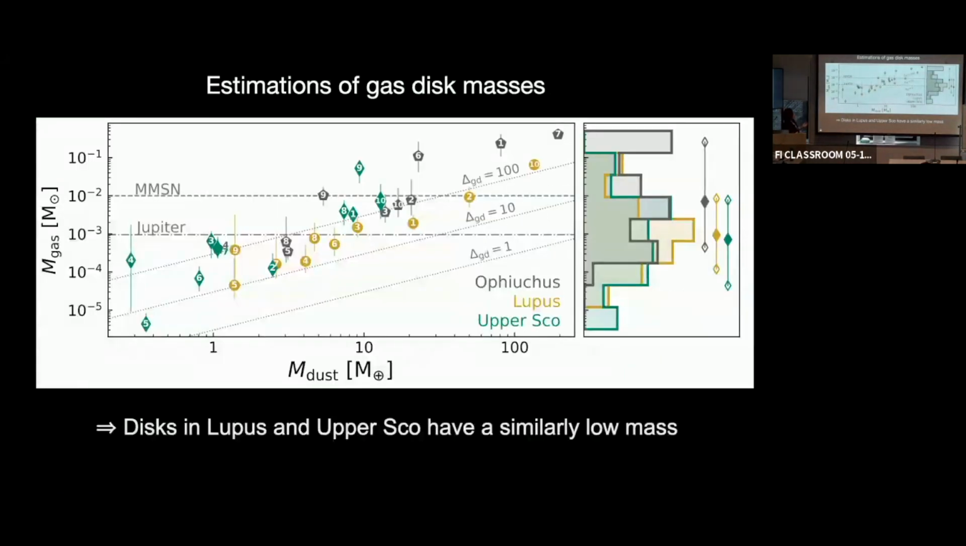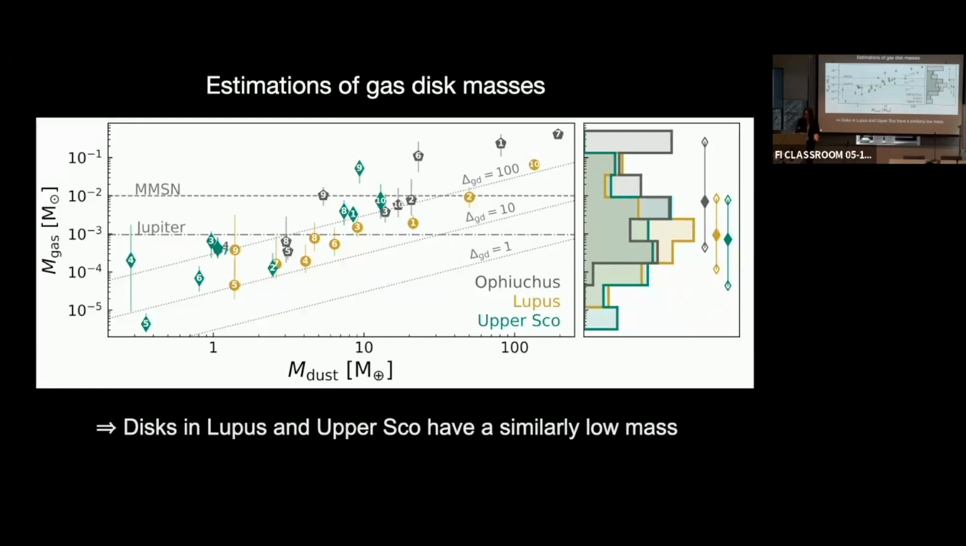So this is a plot showing, in our 30 disks, how the dust disk mass compares with the gas disk mass. This is the minimum solar nebular mass, about 10 to the minus 2 solar mass. And this is Jupiter mass, about 10 to the minus 3 solar mass. The gray color is the youngest sample, the orange one is the intermediate age, and the teal color is the oldest disk.